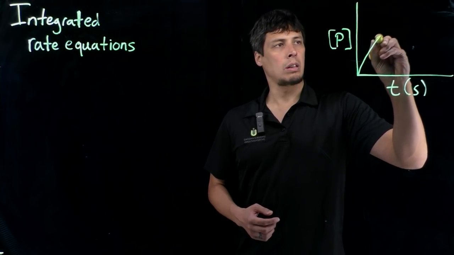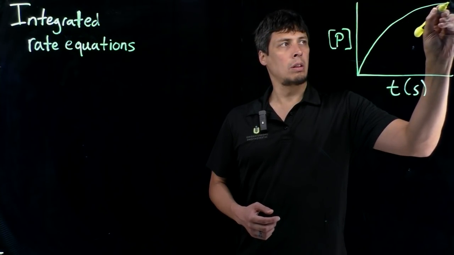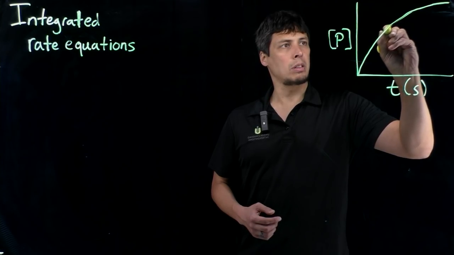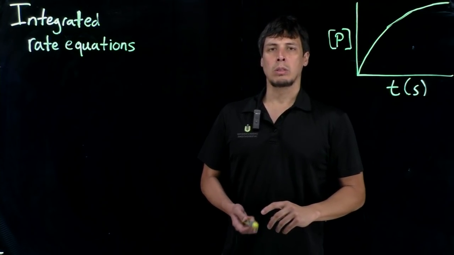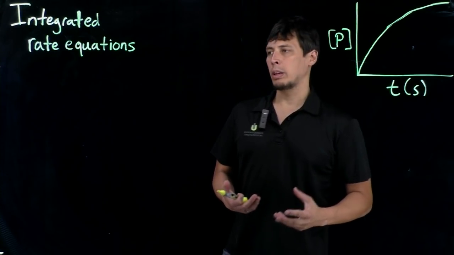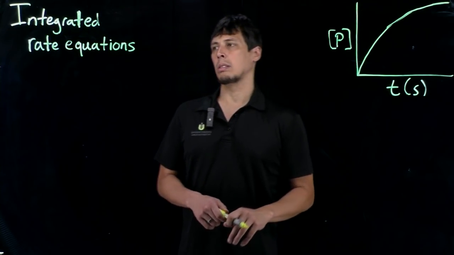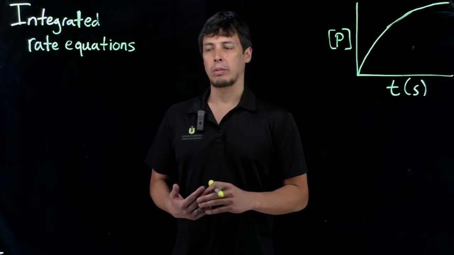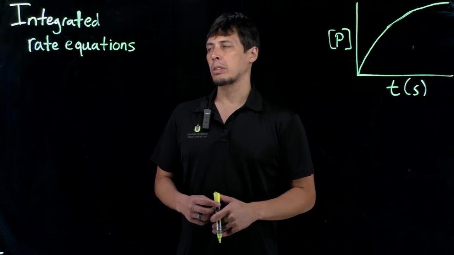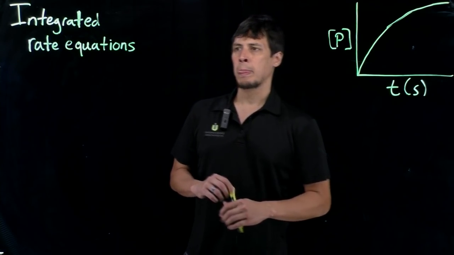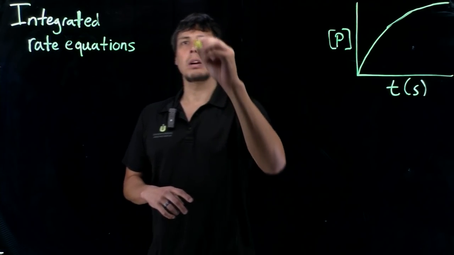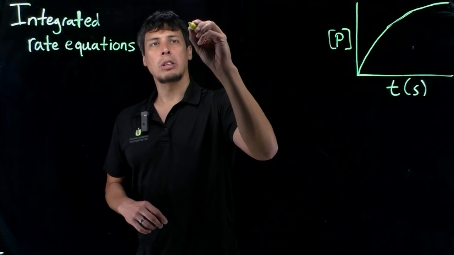If we see a curve like this, we can see the time dependence of product formation, but how do we actually interpret this? The way we get information out of plots like this is to use different types of rate equations. One of the first that we're going to look at are integrated rate equations. These are really simple mathematical models that you may have seen in general chemistry.